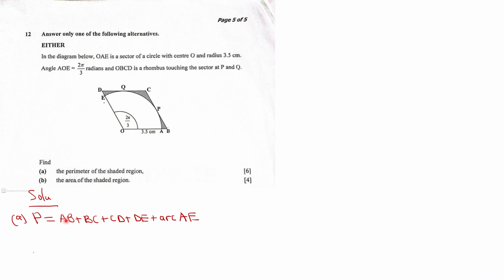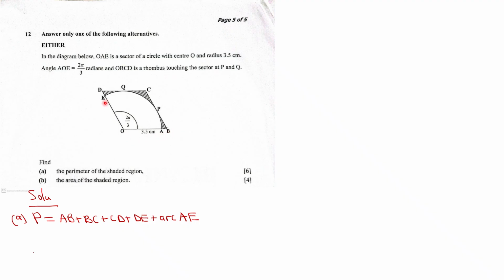And also, for us to calculate AB, we first need to find BC, CD, or OB, or OD. All those four sides of a rhombus are equal. So for us to calculate AB, we need to know first the length of the side of the rhombus. If we find the length of the rhombus, it will help us find AB. What else is in the formula? DE. Now DE, if you pay particular attention, it's the same length as AB. Why do we say it's the same length as AB?